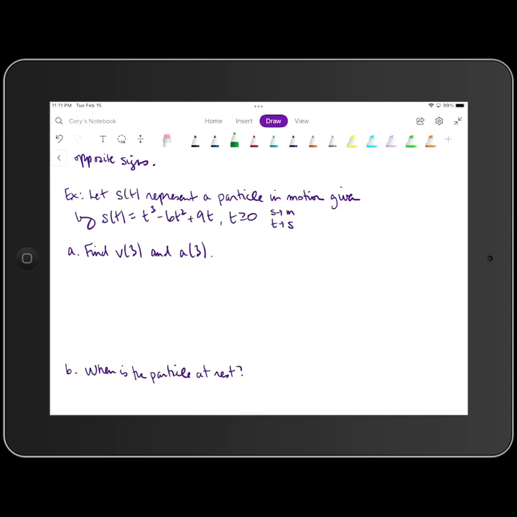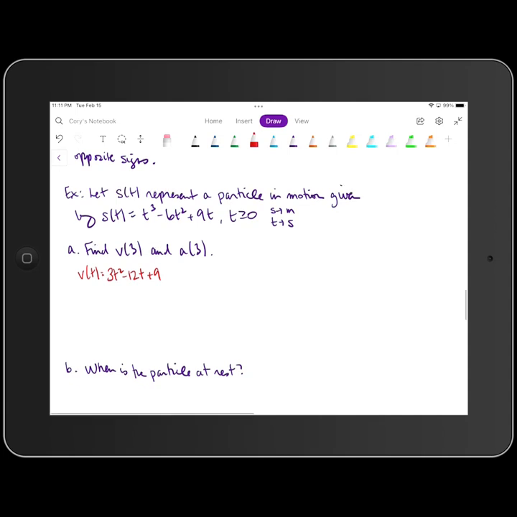Again, we're going to have multiple steps to complete here. Part A asks us to find v of 3 and a of 3, so the velocity at time t equals 3 and the acceleration at time t equals 3. First, to calculate v of 3, we want to find our velocity function v of t. Velocity is the derivative of position. It's going to be 3t squared minus 12t plus 9.